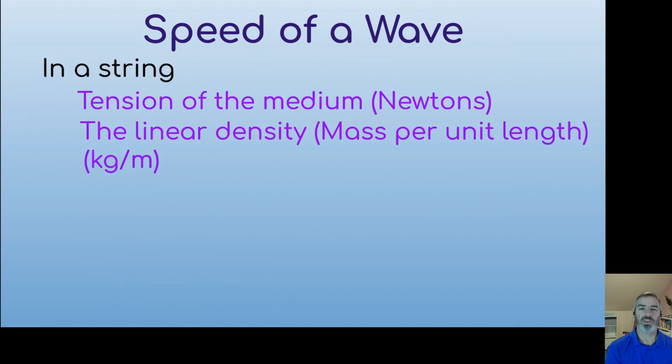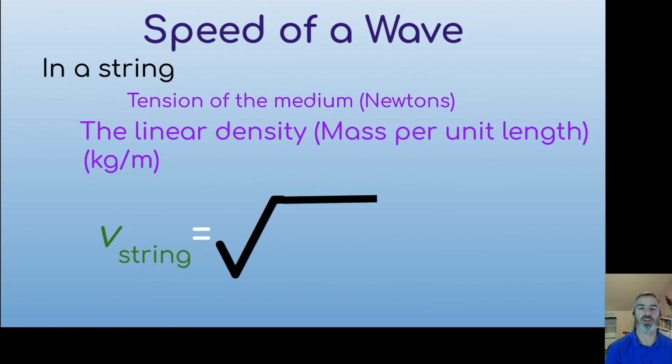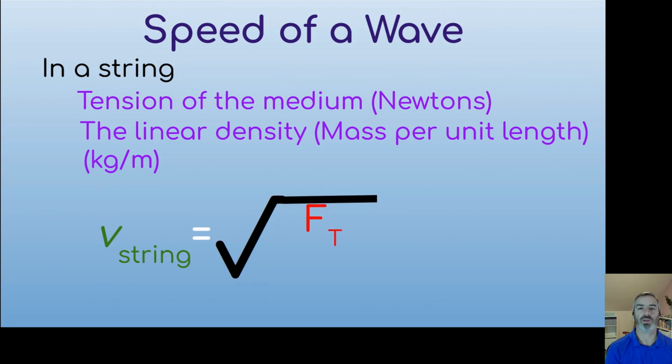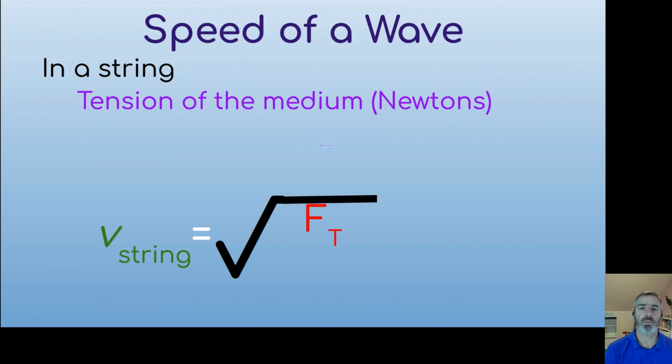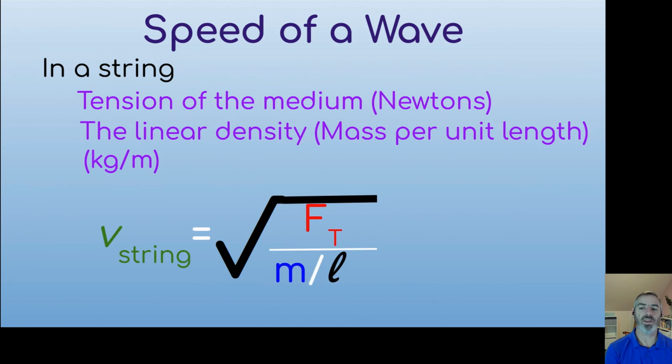Now we're going to focus on the speed in a string. So the speed in a string is going to be equal to the square root, and the first thing is the tension. So as tension increases, that's going to increase the speed, but not a direct relationship because you can see it's under the square root. So it's not going to increase as great as the tension. So the linear density or mass per unit length is going to have an inverse relationship under the square root.